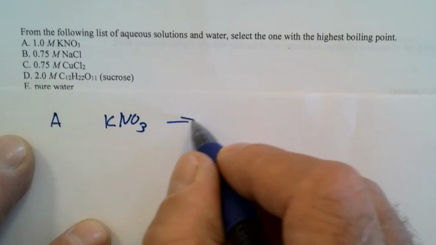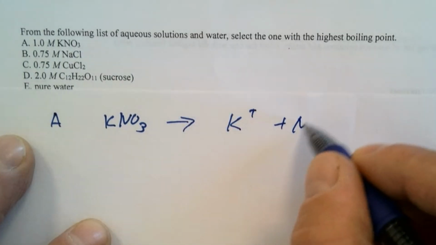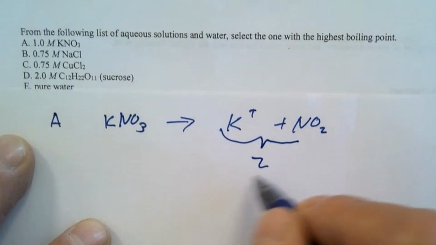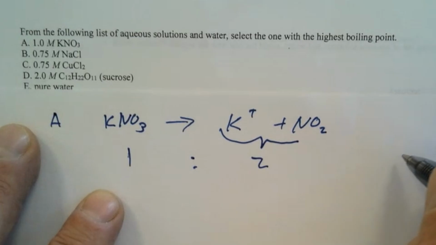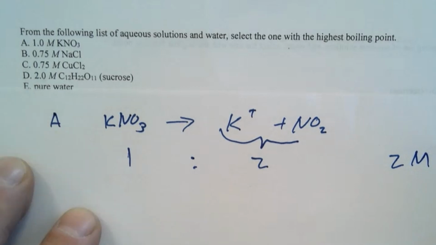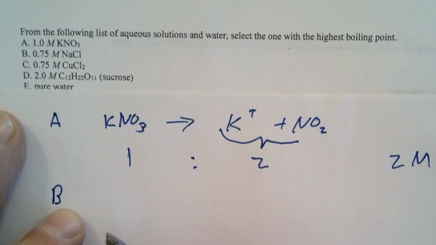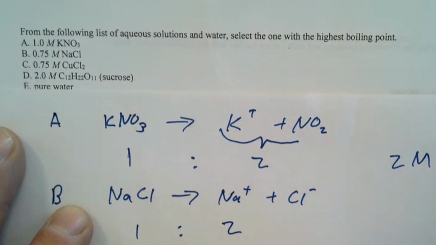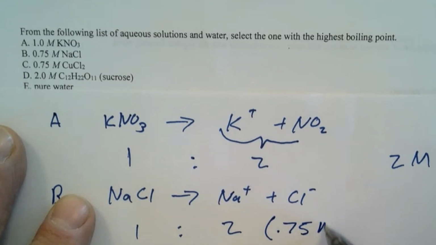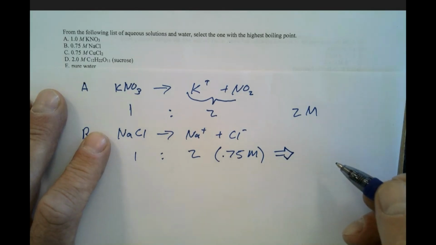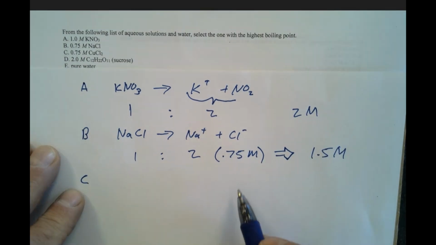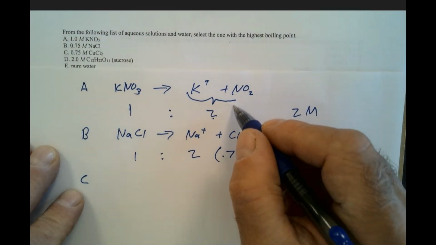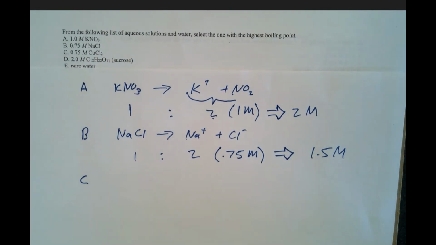We're going to think about it in the same way. Potassium nitrate going into solution, we get these ions, and I see 2 for every 1. So this is really like 2 molar in particles. Let's just go down the line. Sodium chloride. So I still have the 1 to 2, and it says I have a 0.75. So my total particles are going to approximate what? Double that. Just like up here, I really doubled my 1 molar there.